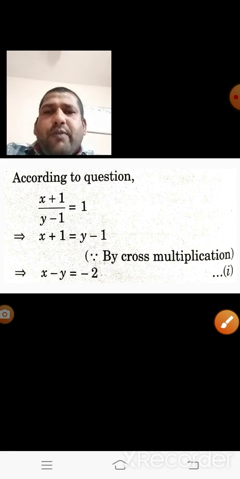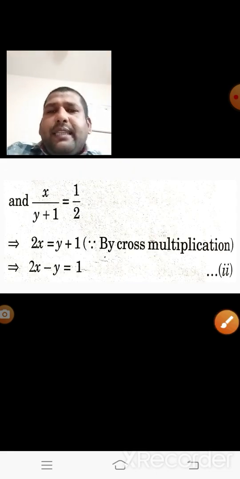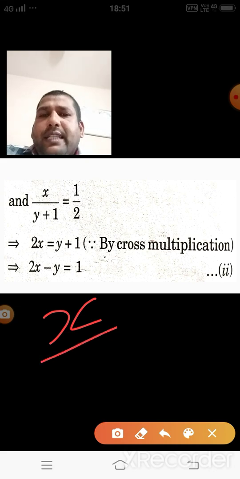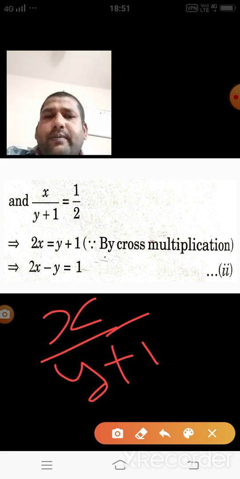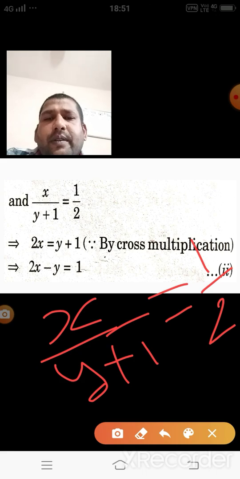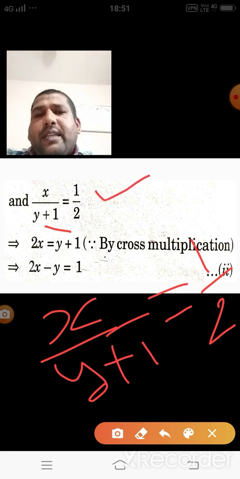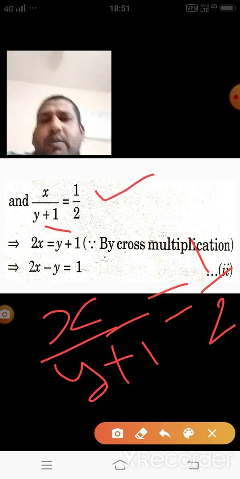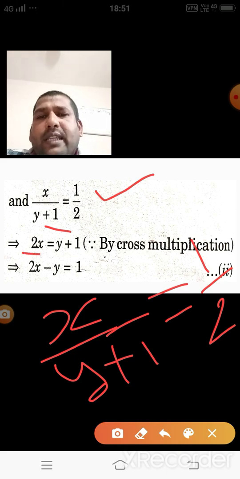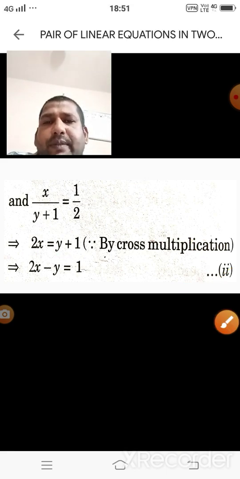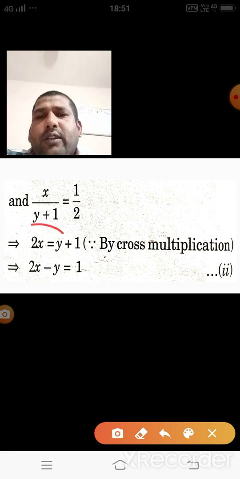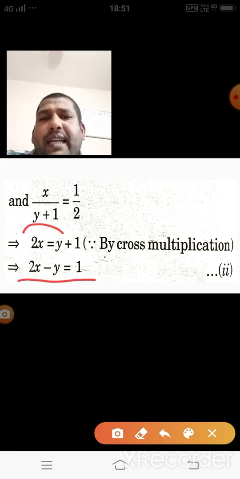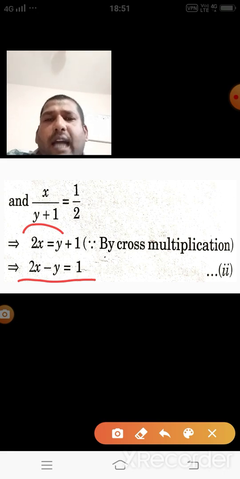Then according to the question, we have to make the second equation. Again we have the fraction x upon y, and according to the question, if you add 1 to the denominator only, then the fraction reduces to 1 by 2. Then on cross multiplication, we get 2x equal to y plus 1. Taking y to the other side, we get 2x minus y equal to 1. These two are the required equations.